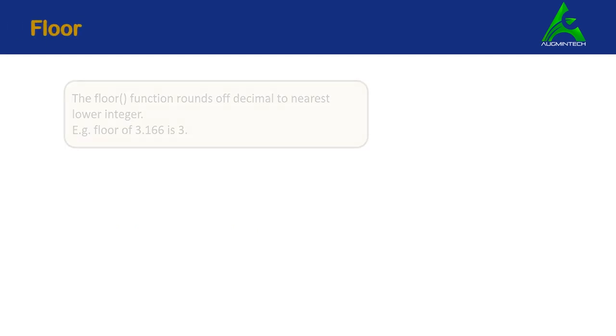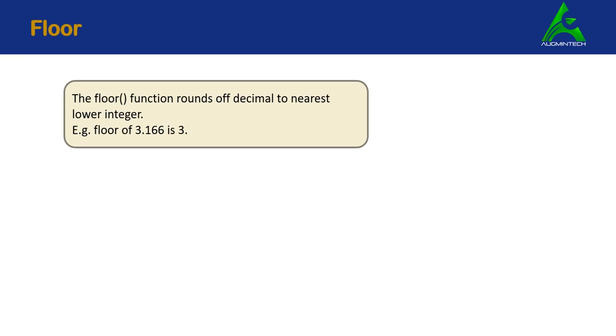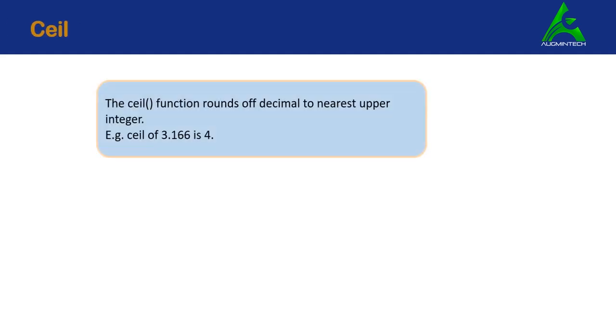Now let's see what is floor. So the floor function rounds off decimal to nearest lower integer. Floor will be rounding off to the lower integer. For example, floor of 3.166 is 3. Similarly, we have ceil. So the ceil function does the opposite of floor. It will round off the decimal to nearest upper integer. So the ceil of 3.166 is 4.